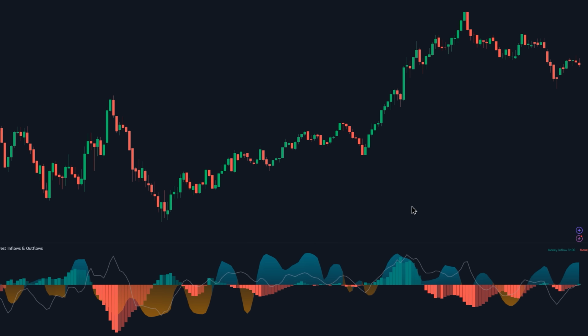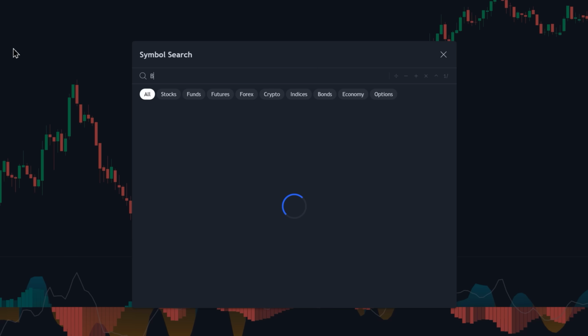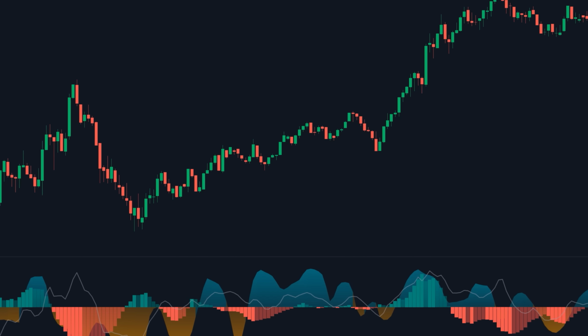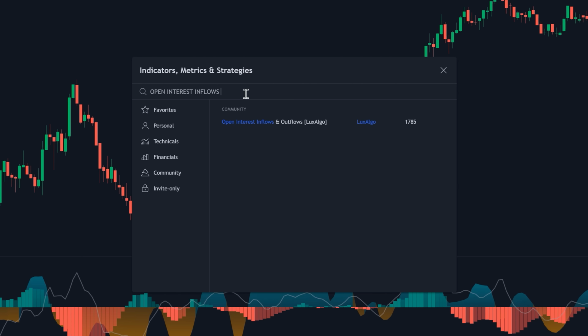Now, once on TradingView, you want to load the 15-minute time frame of BTC USD. For me, I'm going to go with this one from Bitstamp. Next, you're going to click on Indicators and type in Open Interest Inflows and Outflows, and it's gonna be this one by LuxAlgo.